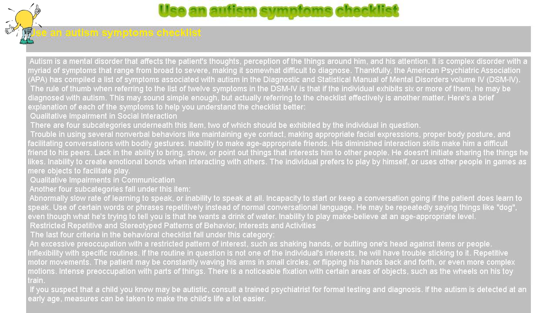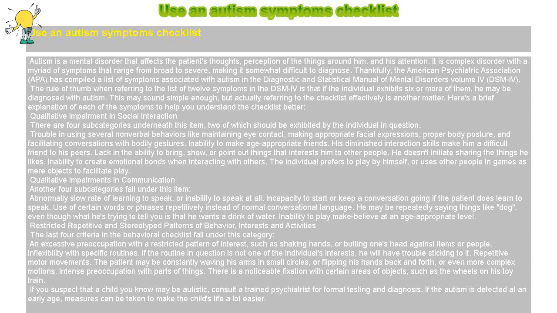Use an autism symptoms checklist. Autism is a mental disorder that affects the patient's thoughts, perception of the things around him, and his attention. It is a complex disorder with a myriad of symptoms that range from broad to severe, making it somewhat difficult to diagnose.